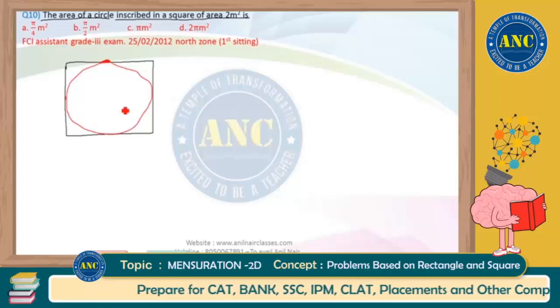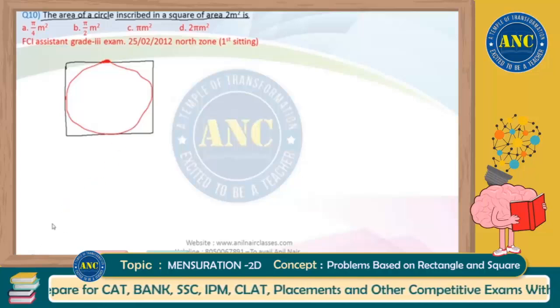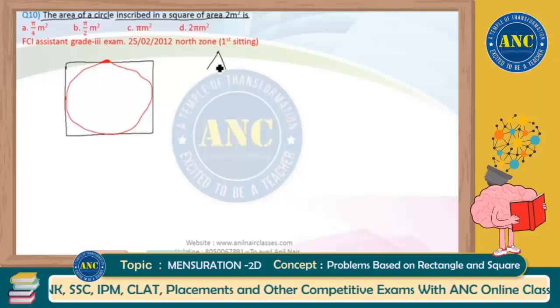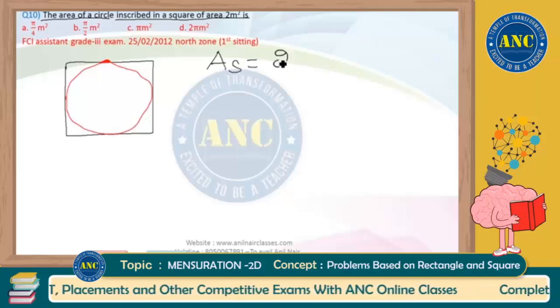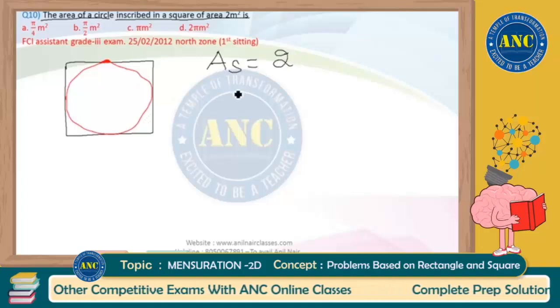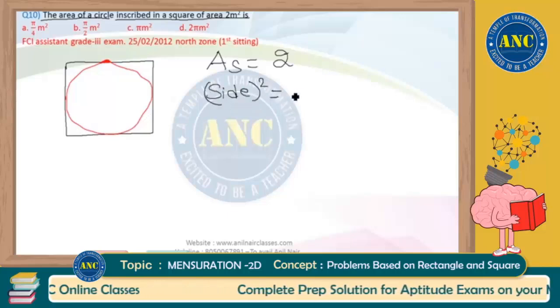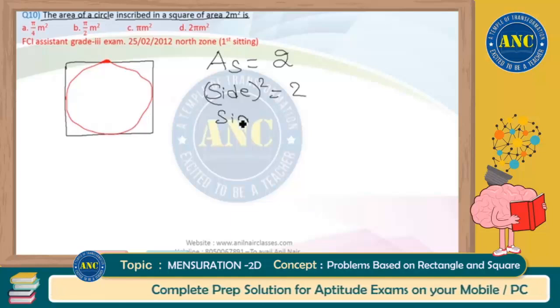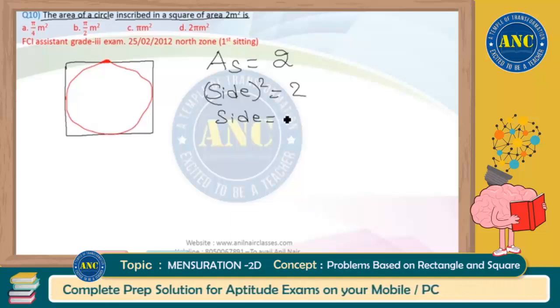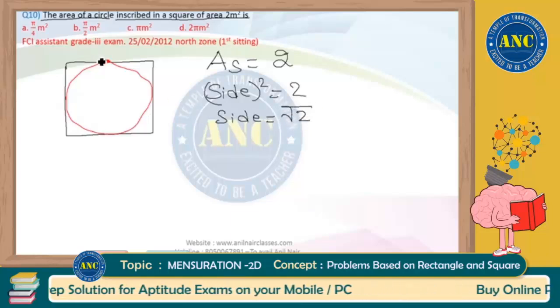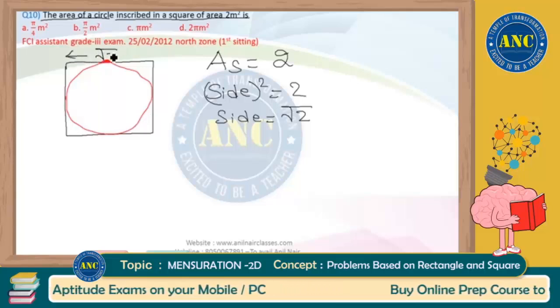In earlier cases, the side of the square was given. Now, the area of the square is given. The area of the square is nothing but 2. The area of a square in general is nothing but side square. Side square is nothing but 2. That means the side is nothing but how much? The side is nothing but root 2. That means this particular side value is root 2.